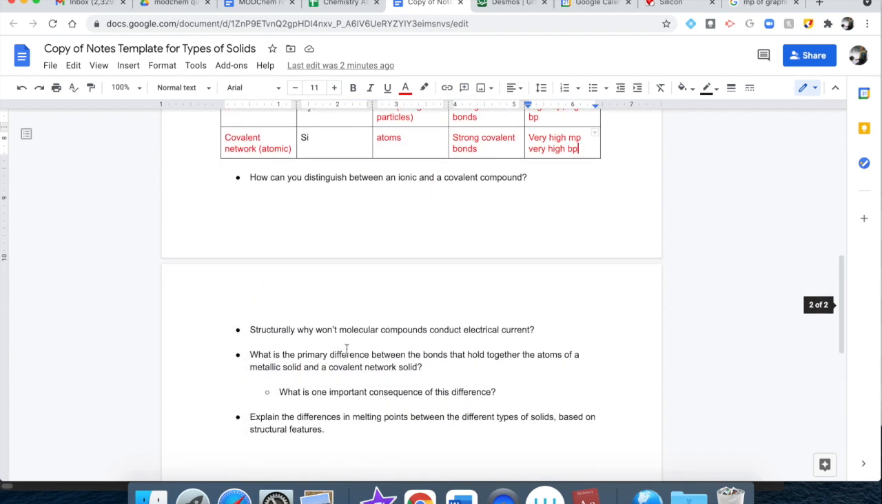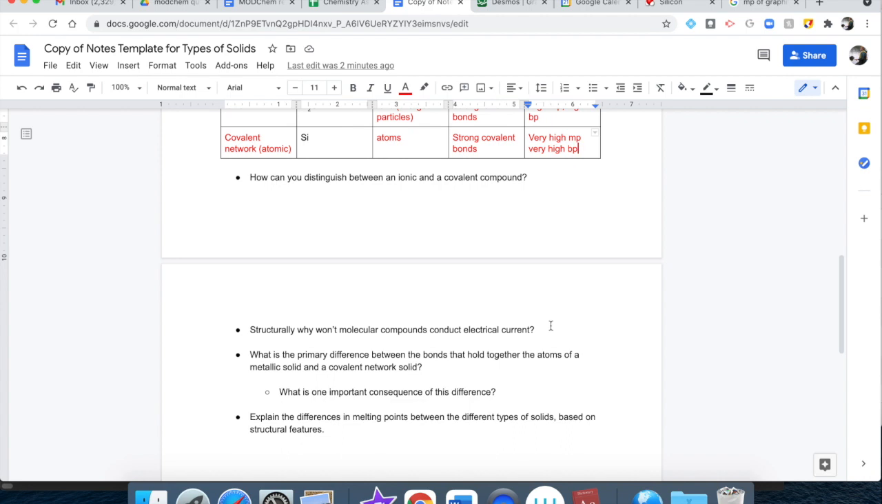Next question says, structurally, why won't molecular compounds conduct electrical current? So when they're solids, neither ionic nor covalent compounds will conduct electrical current because they just can't. The particles can't move. But in an ionic compound, the particles that make up the solid are charged particles. And so if you give them the ability to move by either melting them or dissolving them in water, those charged particles can now be the electrical current as they move.